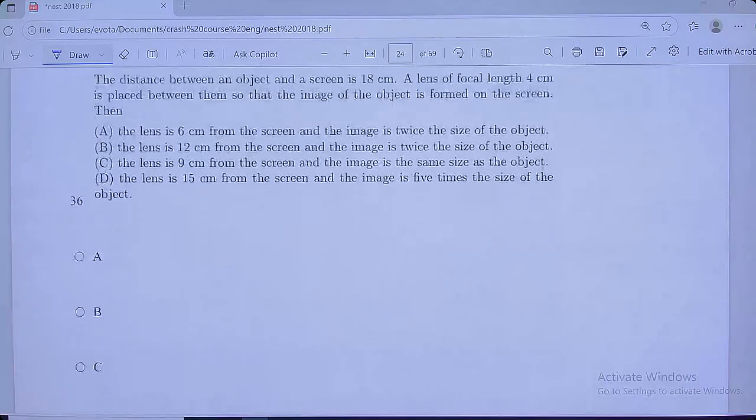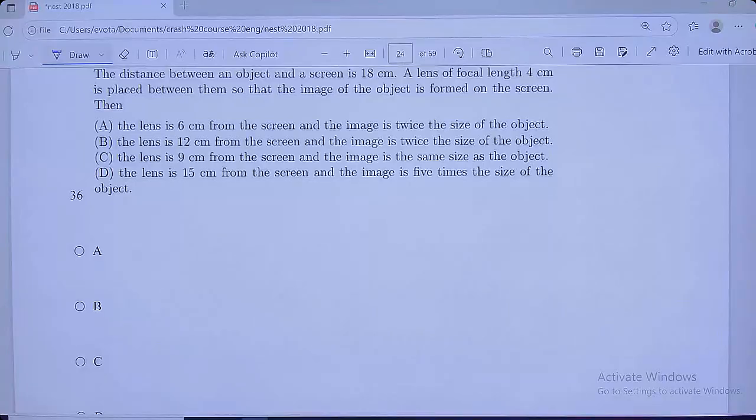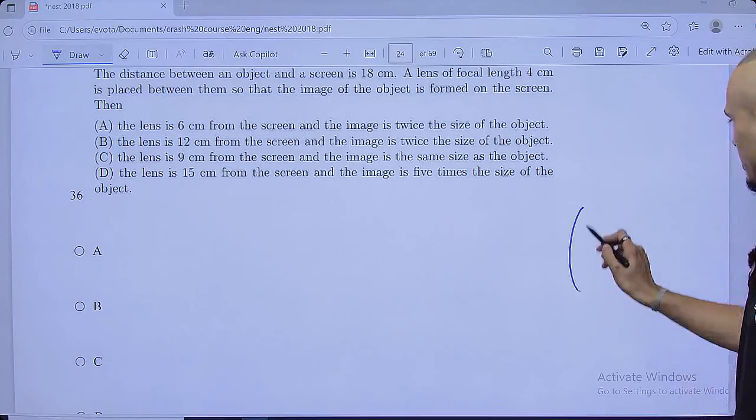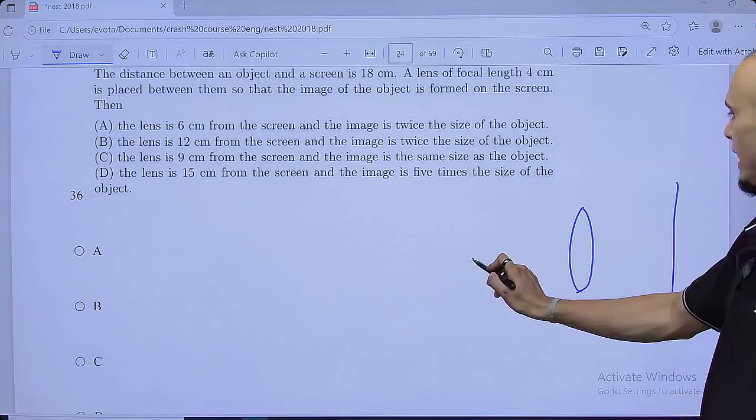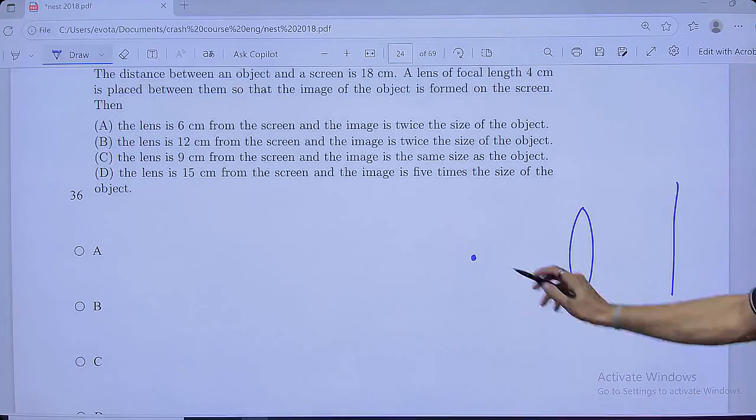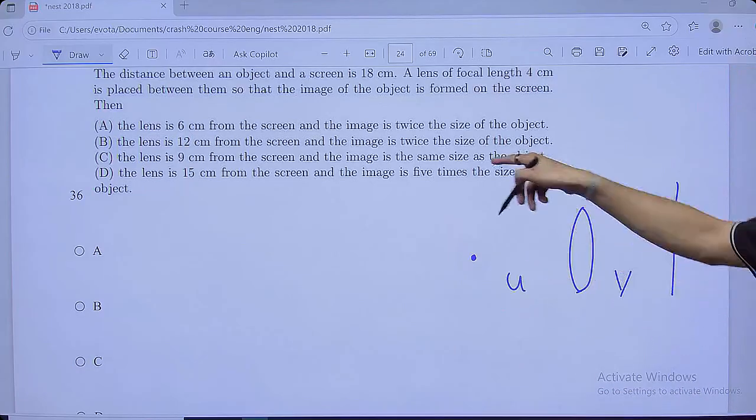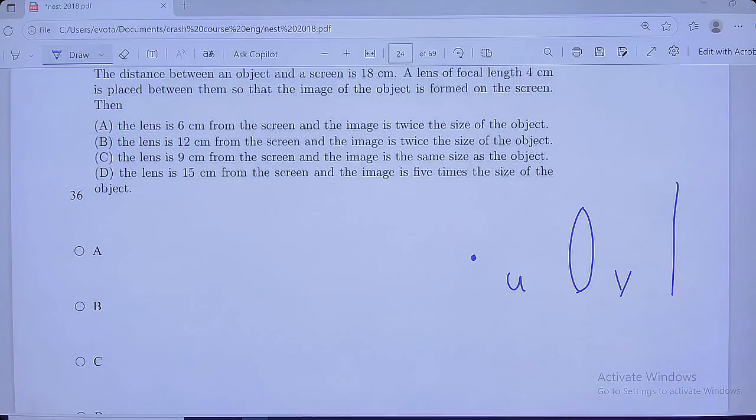In this question, we have a lens which has focal length f such that the distance between object and whatever screen it is projecting its image on is 18. Now we need the image of the object to be formed exactly on the screen, a very, very sharp image. Let us draw the ray diagram first. If this is a lens, this is a screen, and this is an object. The object distance u and the image distance v, we know the sum of u plus v to be 18.